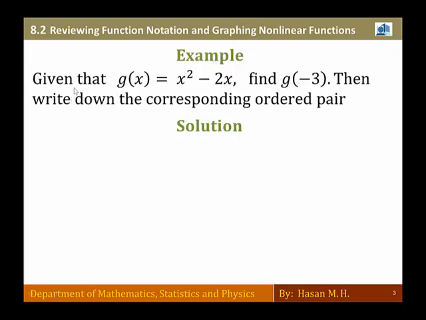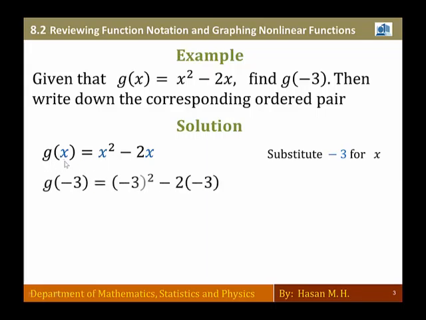Example: given that g of x equals x squared minus 2x, find g of negative 3. Then write down the corresponding ordered pair. g of x equals x squared minus 2x. To find g of negative 3, substitute negative 3 for x.